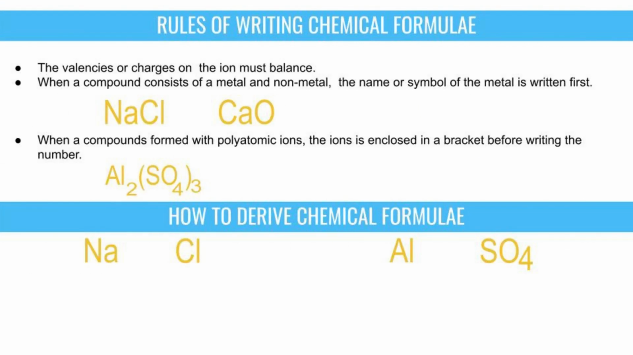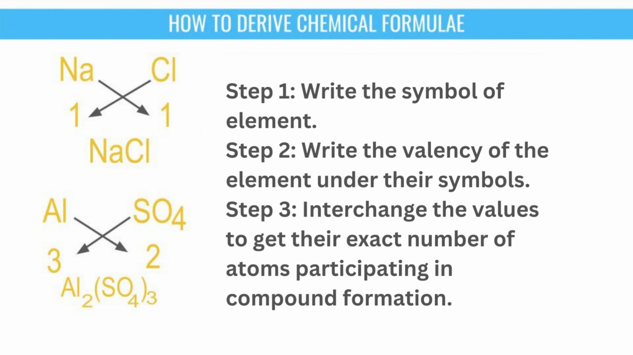Rules of writing chemical formula. The valencies or charges on the ions must balance. When a compound consists of a metal and non-metal, the name or symbol of the metal is written first. Example, Na is sodium which is a metal, and Cl is chlorine which is a non-metal, so Na comes first and then Cl. When a compound is formed with polyatomic ions, the ion is enclosed in a bracket before writing the number. Example, aluminium sulfate.